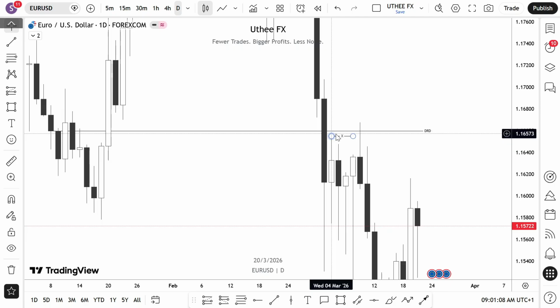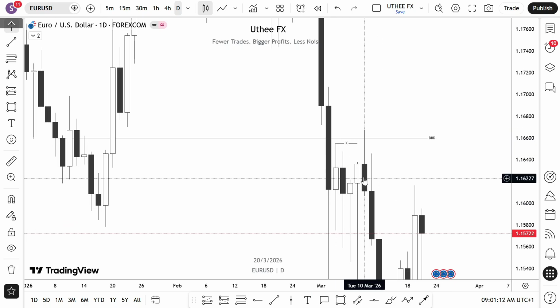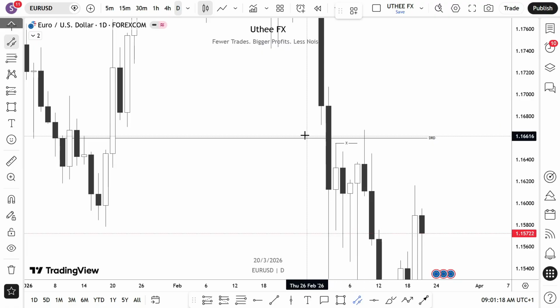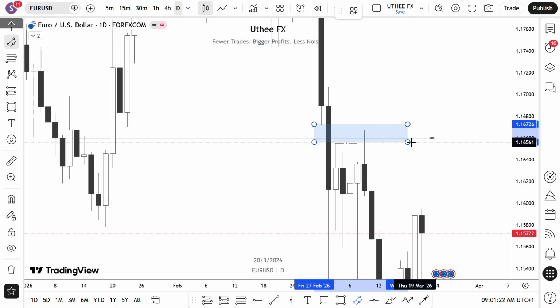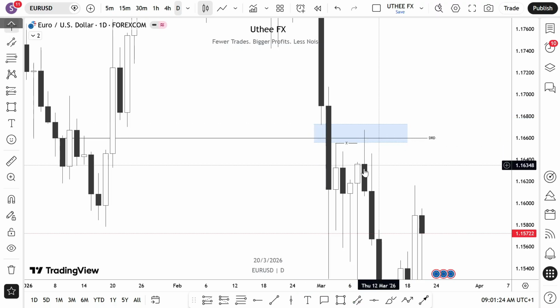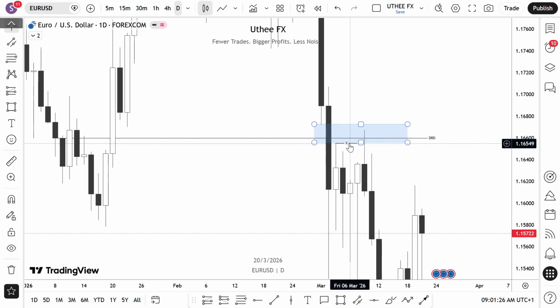Price swept liquidity, or let me just say price attack liquidity to rebalance an old imbalance. This is an old imbalance. Do you understand? This is an old imbalance. Price attack liquidity to rebalance an old imbalance at where? At a specific pricing level. Do you understand the statement?